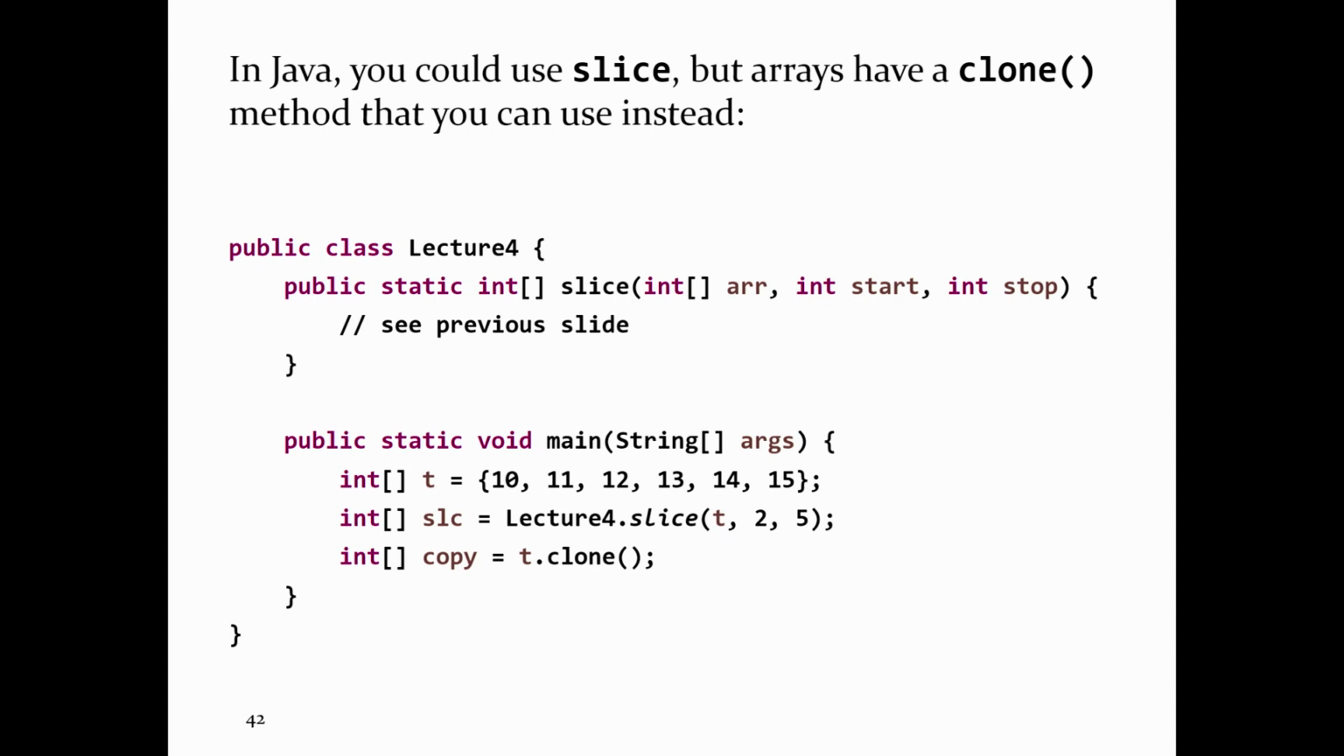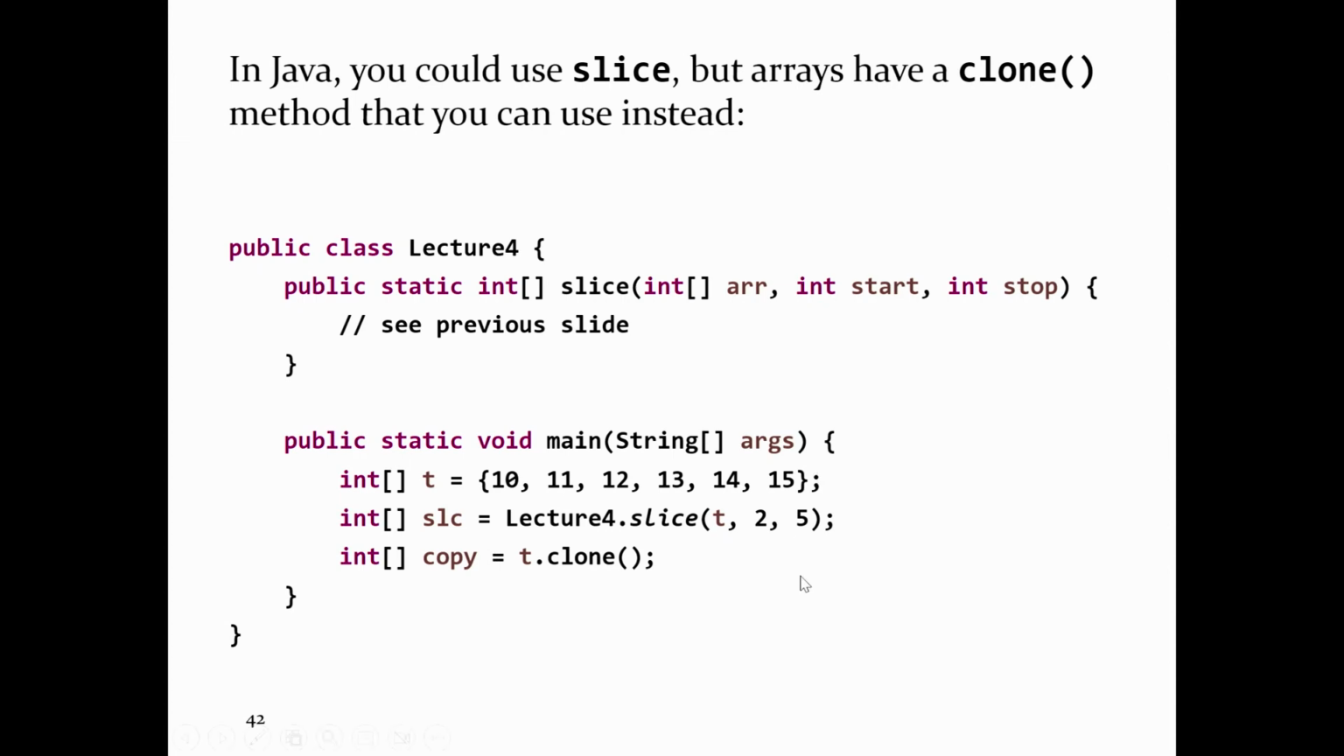But arrays have this method called clone. So you don't have to slice a Java array to copy it. You can just clone it. I can write copy equals t.clone(), and that will make a new copy of the array t. So that'll make a new array whose elements are equal to the elements in t.